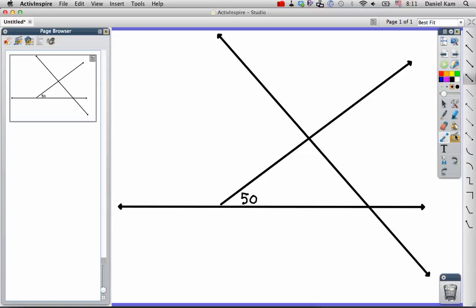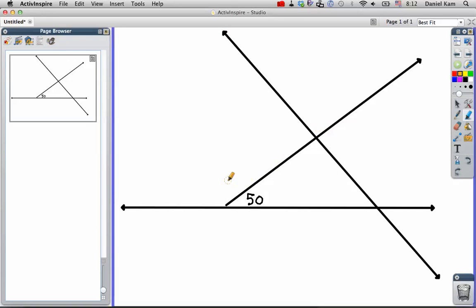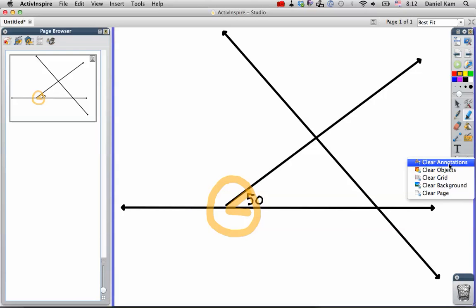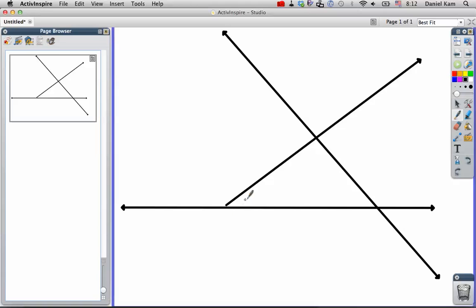The only thing that you are going to think about is this area right here. We're only going to look at these two angles, the angle that's here and the angle that's here. So let me get rid of all the annotations again. This one right here is 50, and we're just trying to find this angle right here. We'll call it angle A. We just want to know what this angle is right here.